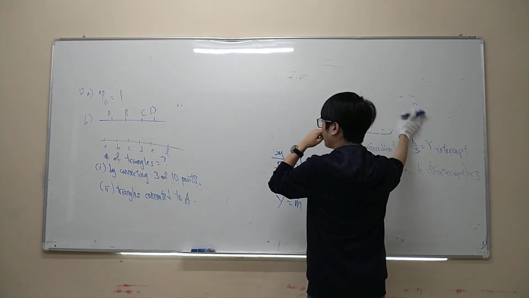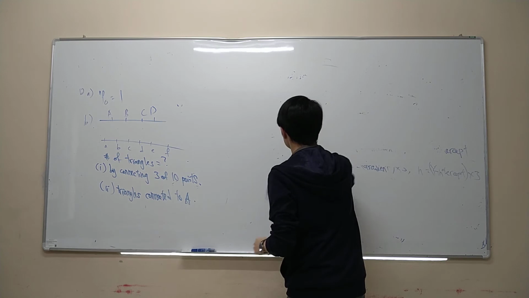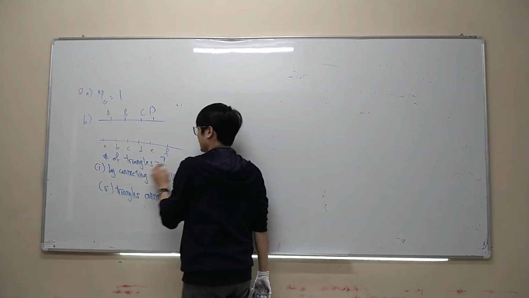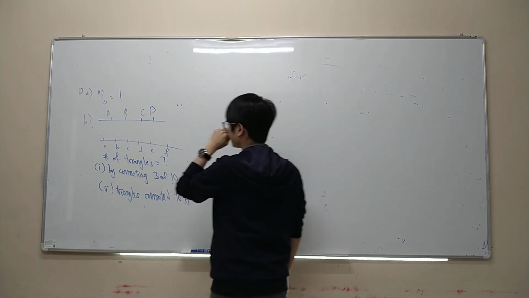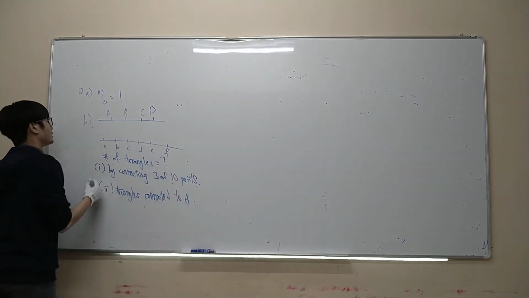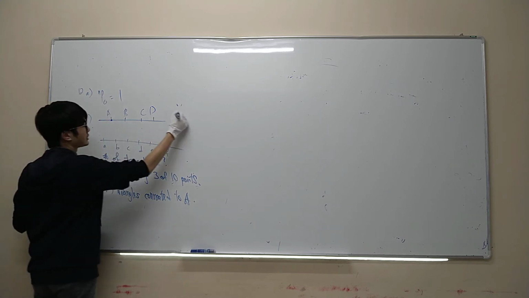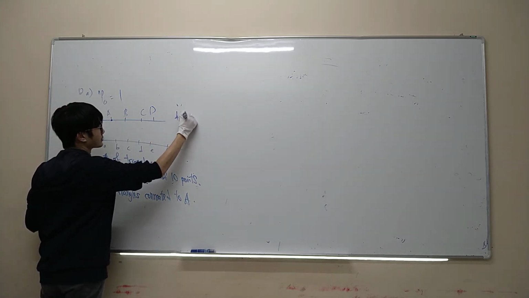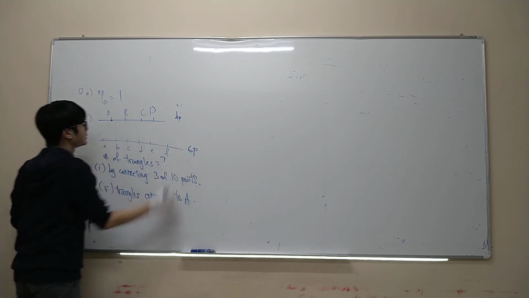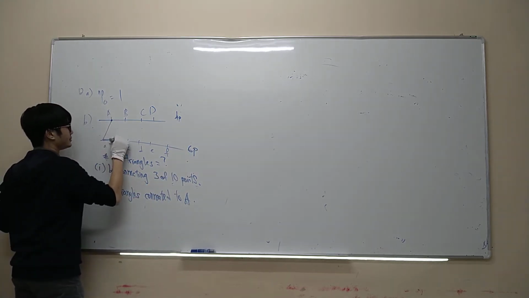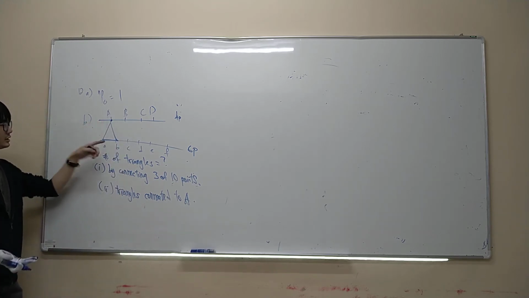Next, how to do B here? Find the number of triangles by connecting 3 of 10 points. So it means that there are 4 points here. So there's 4 points here, and here is 6 points. So let's try to form one triangle. For example, it can be like this, grid. So this is the triangle.